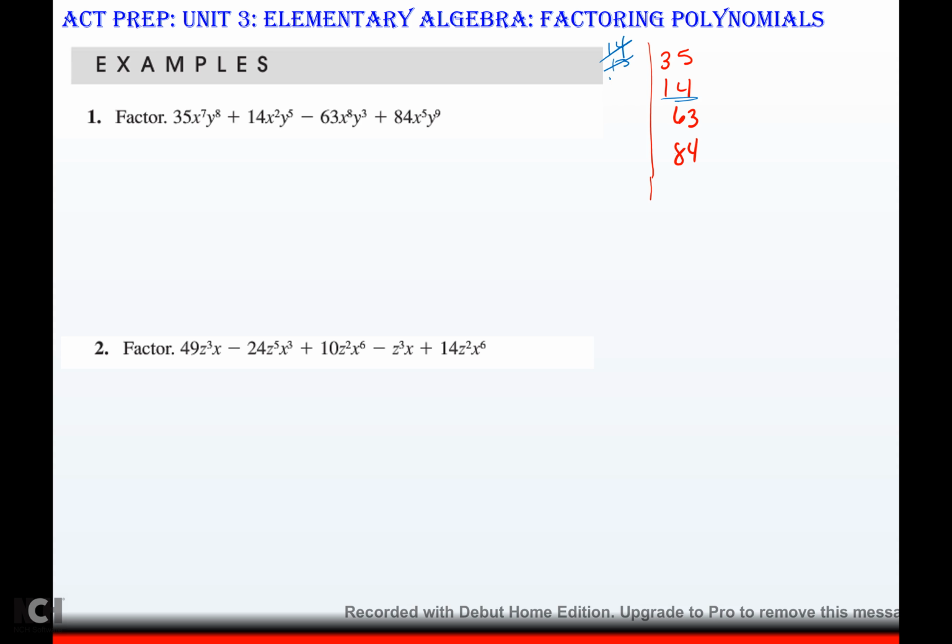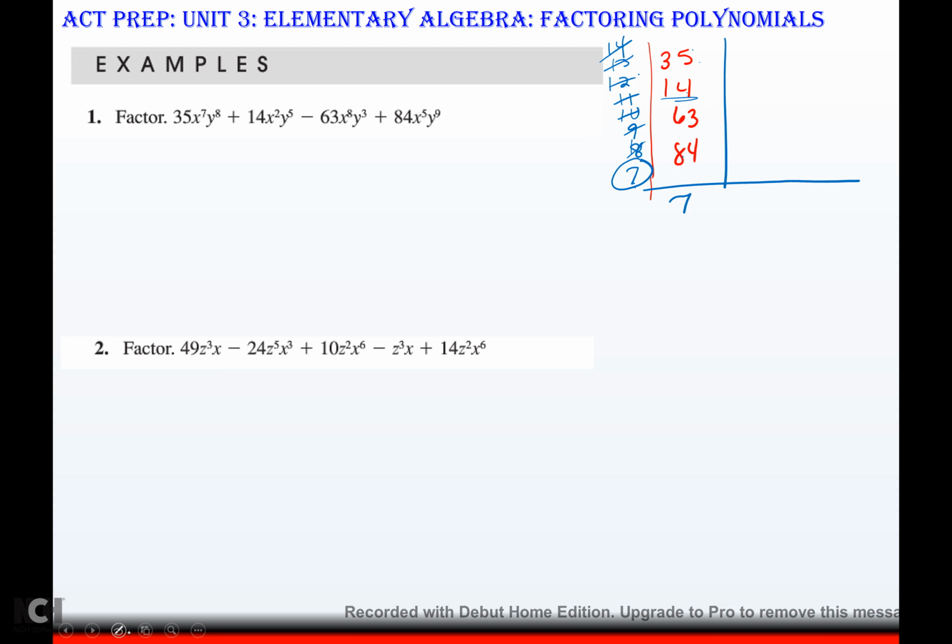So it's got to be smaller than 14. So 13, no. 12, it might go into some of them, but I know it won't go into 35. 11, no. 10, no. 9, no. Well, 9 goes into 63, but nothing else. 8, no. 7, yeah. 7 goes into 35 5 times, 7 goes into 14 twice, 7 goes into 63 9 times, 7 goes into 84 12 times. Okay, so my GCF for the numbers is 7.